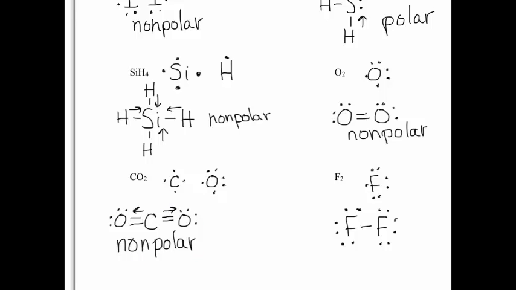The last one, fluorine, only has 1 unpaired electron. It'll make 1 bond with the other fluorine atom. This bond itself is nonpolar because it's between 2 atoms of the same element, making that molecule, and I neglected to write this down, nonpolar. And that's how you figure out molecule polarity.